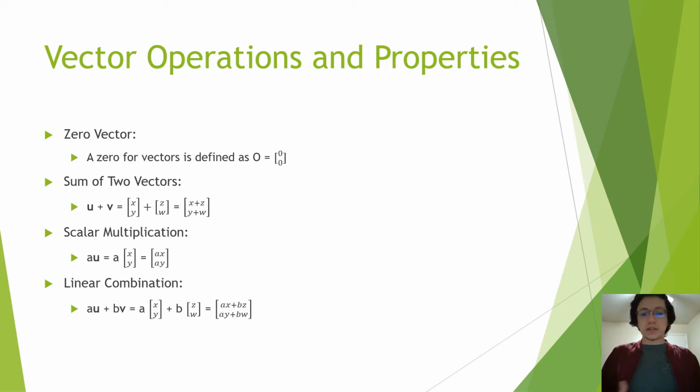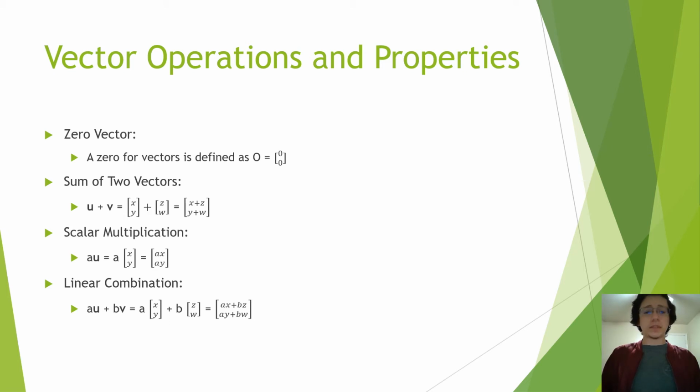The sum of two vectors is simply adding the corresponding variables and getting one singular vector that adds the two variables from each of the vectors that correspond to each other, such as the case that I have here, which is u plus v is equal to x over y plus z over w is equal to x plus z over y plus w, giving us that one singular vector after adding the two together.